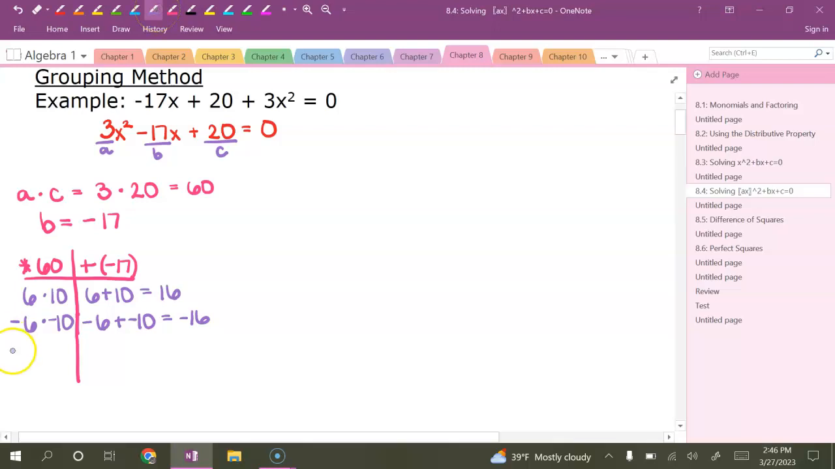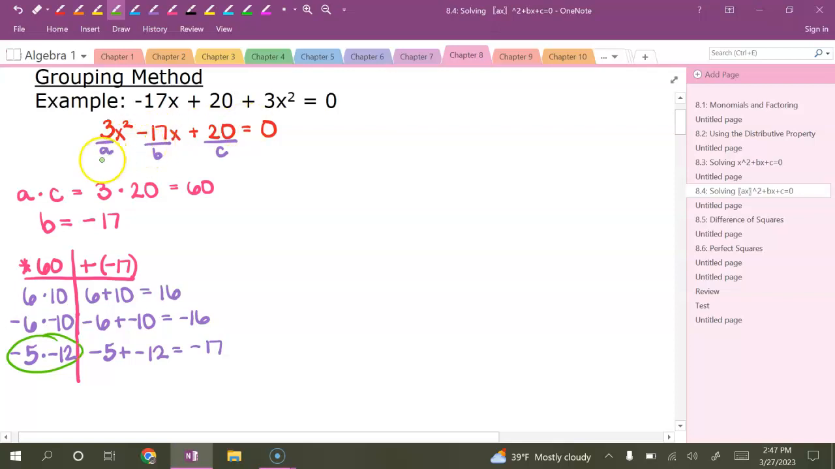For example, let's try negative 5 and negative 12. That would multiply to 60, positive 60. But if I add negative 5 and negative 12, then I get negative 17. So these are going to be my magic numbers. Now what we're going to do is not go straight to our parentheses. We're not quite ready for that yet.